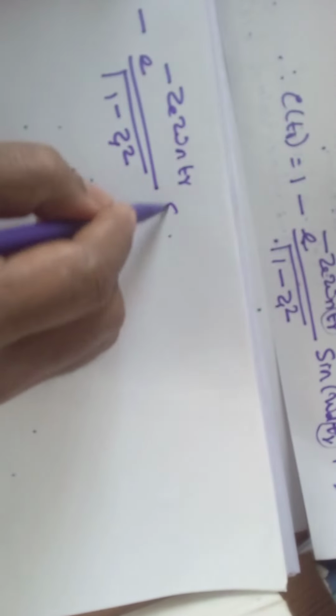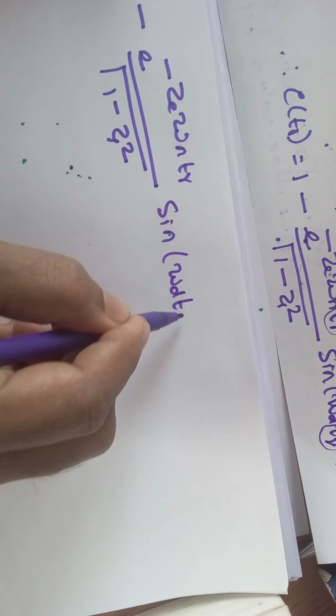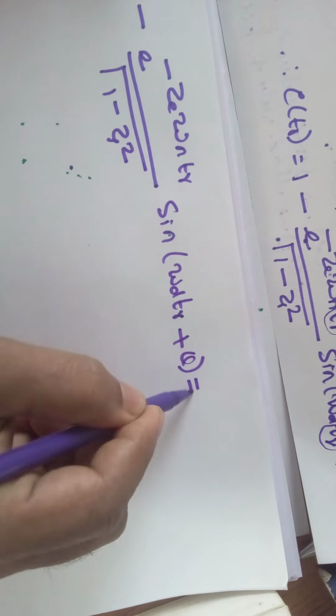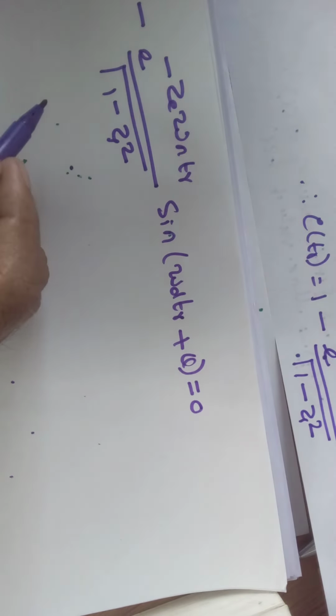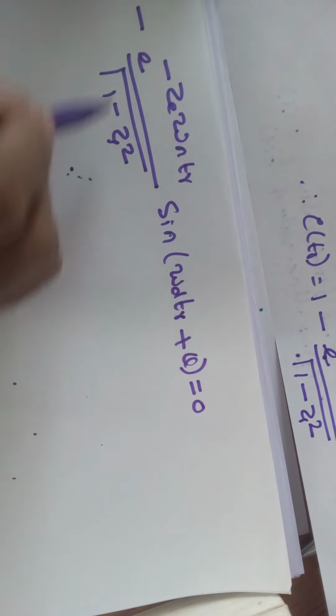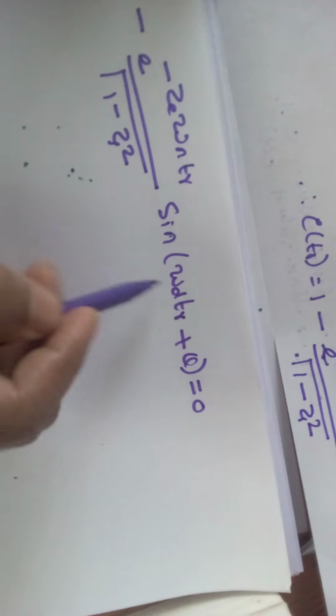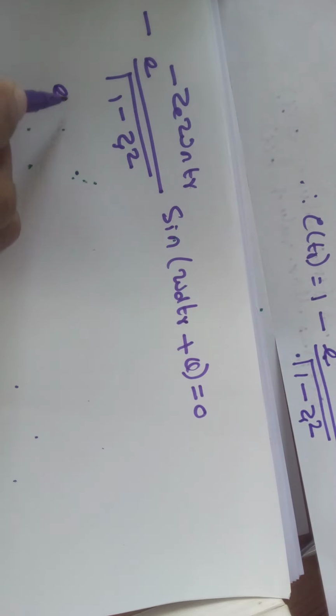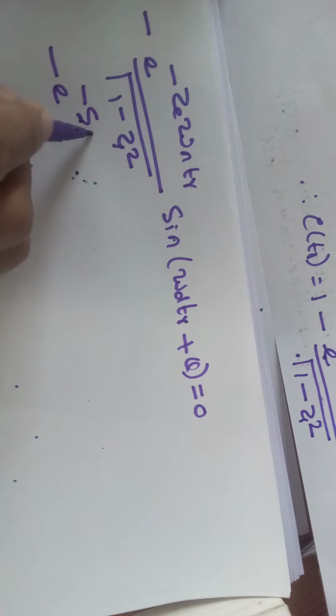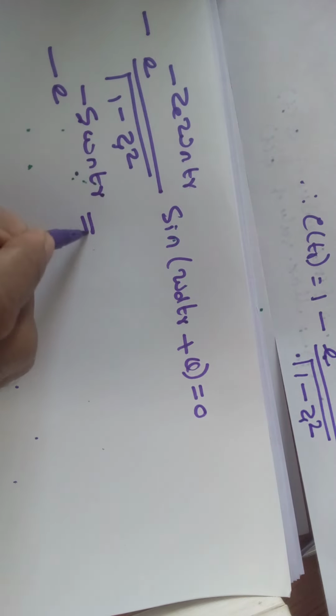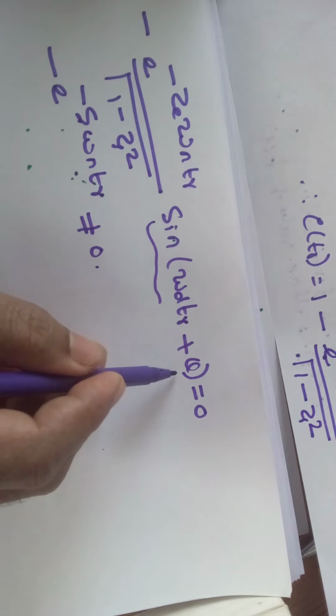Therefore we can write this as minus e power minus zeta omega n tr divided by square root of 1 minus zeta square into sine omega d tr plus theta is equal to 0. Understood? Now the value of e power minus zeta omega n tr is not equal to 0. You are equating the entire equation to 0, and therefore e power minus zeta omega n tr is not equal to 0.